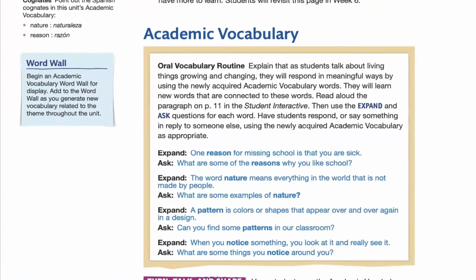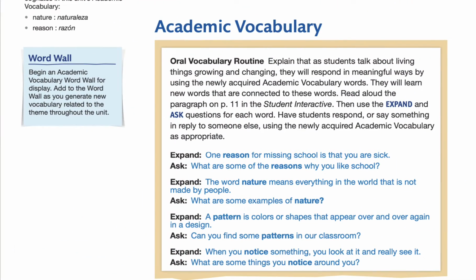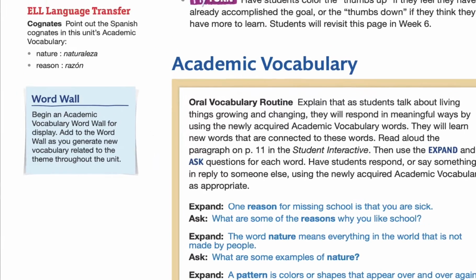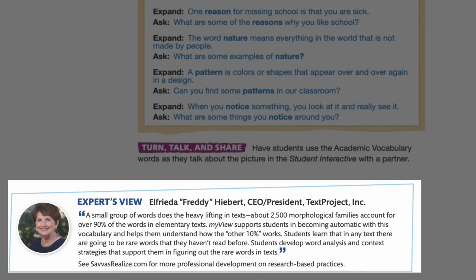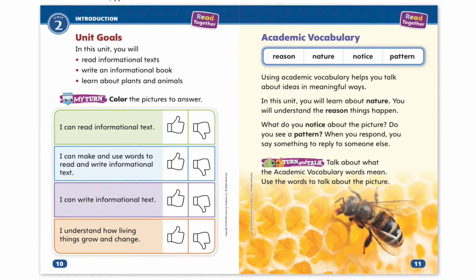At the beginning of each unit, students are introduced to academic vocabulary words with a close connection to the unit theme and essential question. ELL support helps make connections to cognates, foundational skills, and conventions. Expert view notes are available throughout, and unit goals create student ownership of learning.